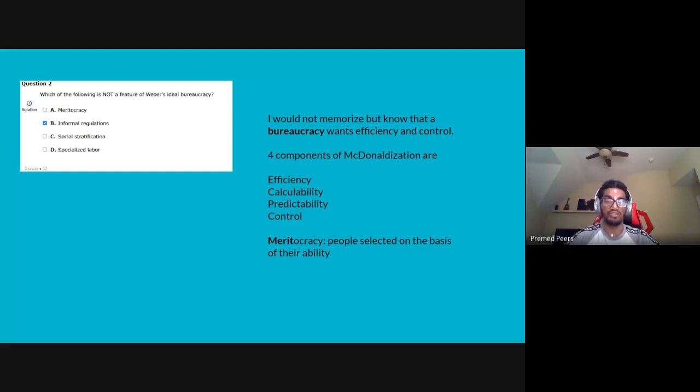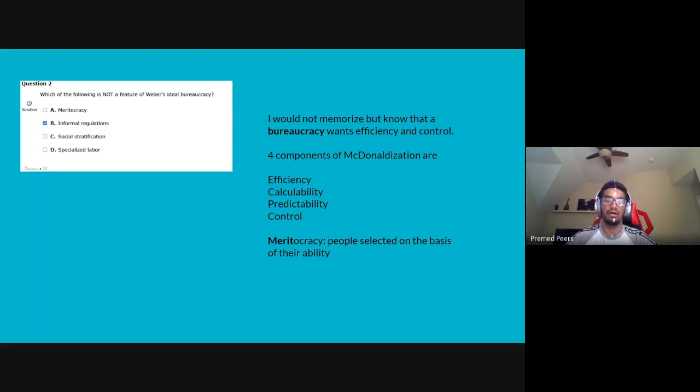We also have the control components, where I was talking about the separation of roles into a very specialized system where each person does a specific job and reports to their supervisor. So that has to do with specialized labor and the social stratification part, where each person reports to their supervisor to keep things as smooth as possible. So we've covered A, C, and D. And so the answer to question 2 would be B, informal regulation.